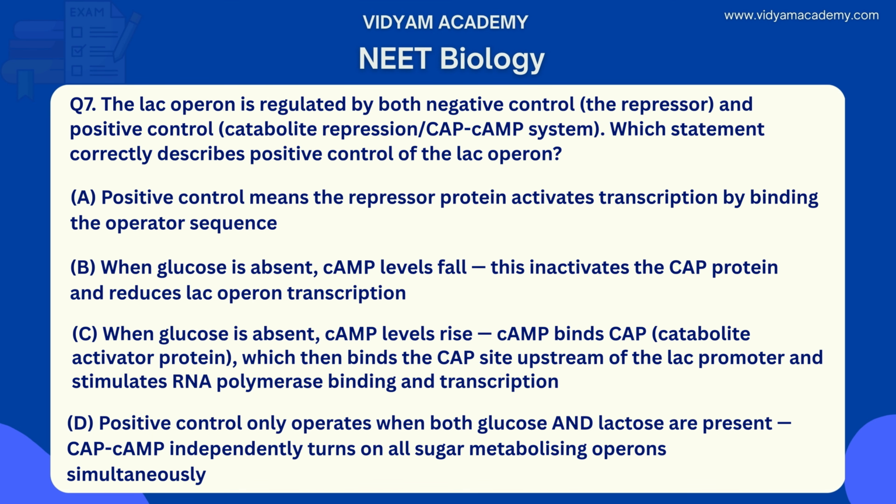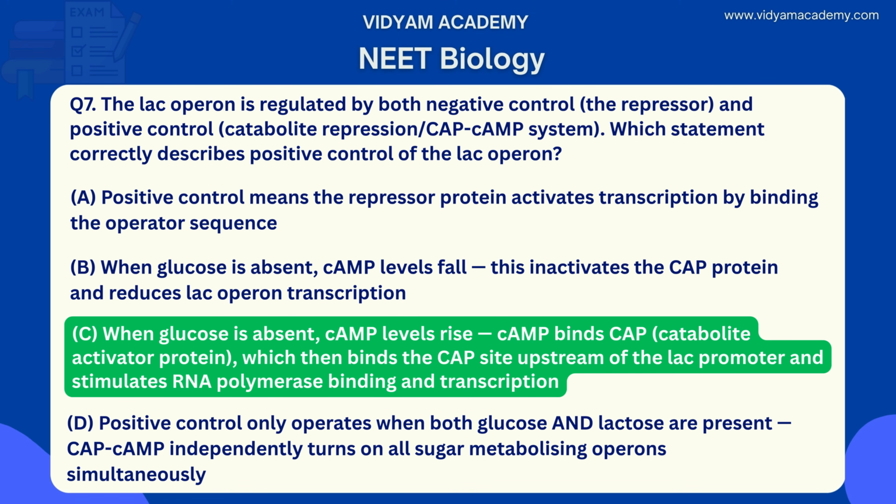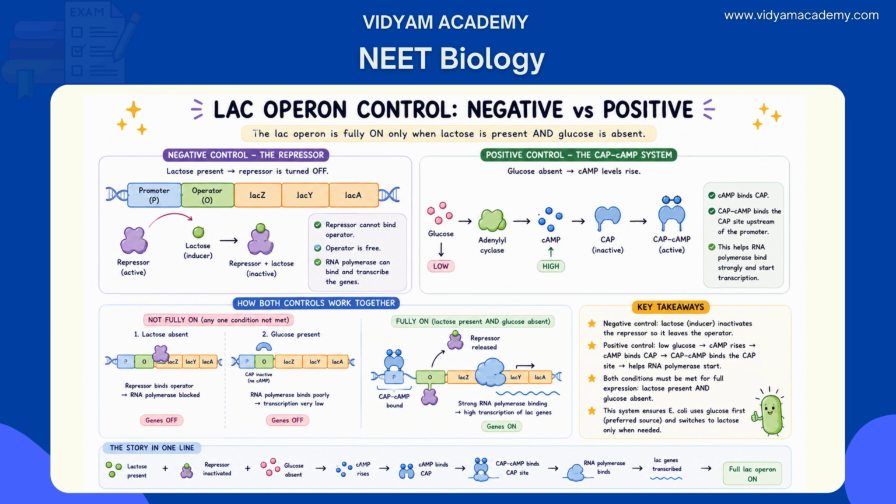What is the right answer? Option C is the right answer. Let's see why and how. The lac operon is maximally transcribed only when two conditions are met simultaneously: lactose is present, so negative control by the repressor is removed, and glucose is absent, so positive control by CAP-cAMP activates.